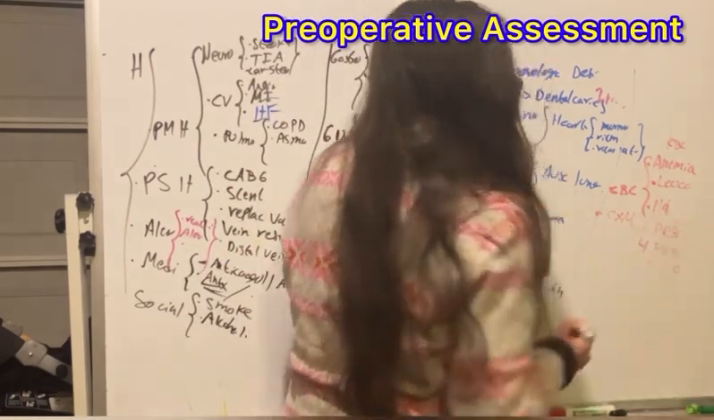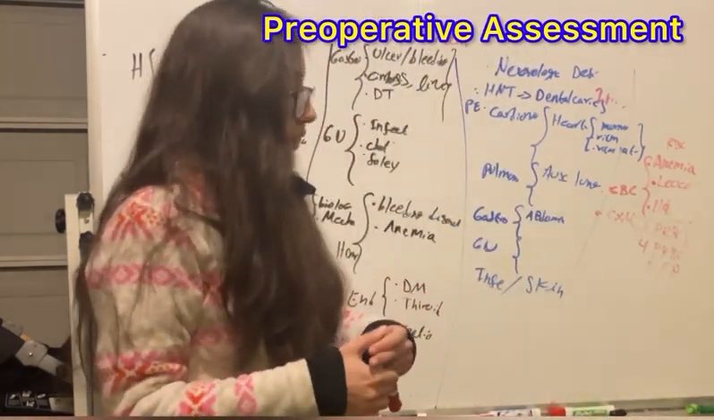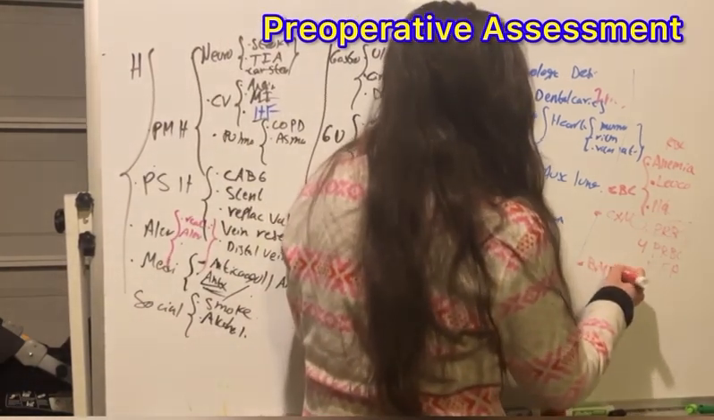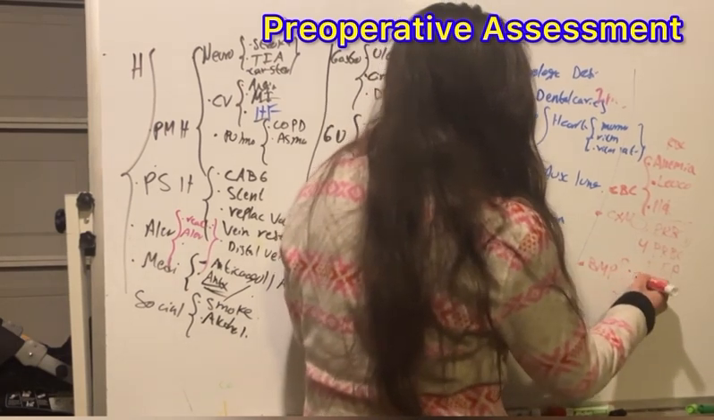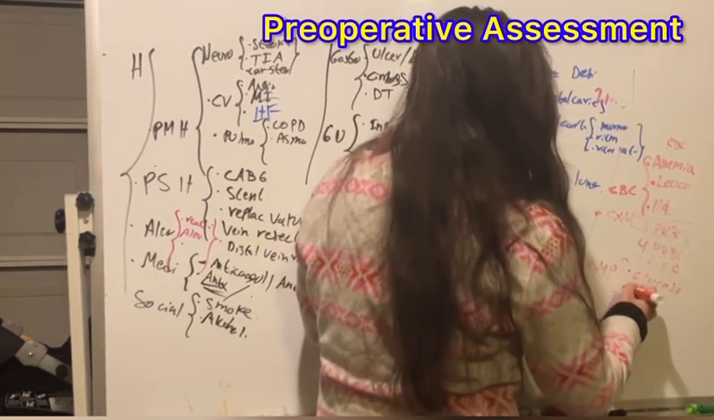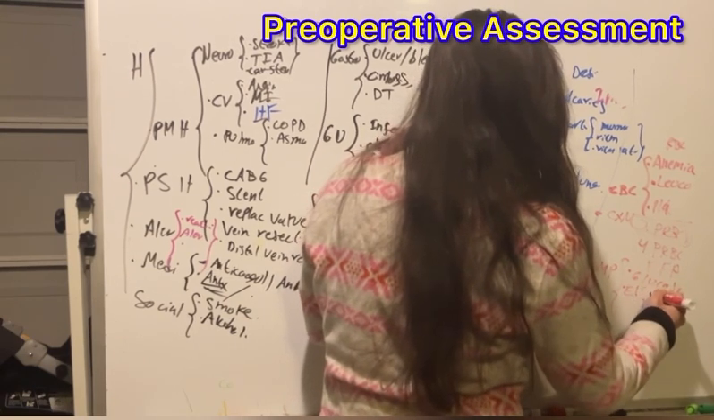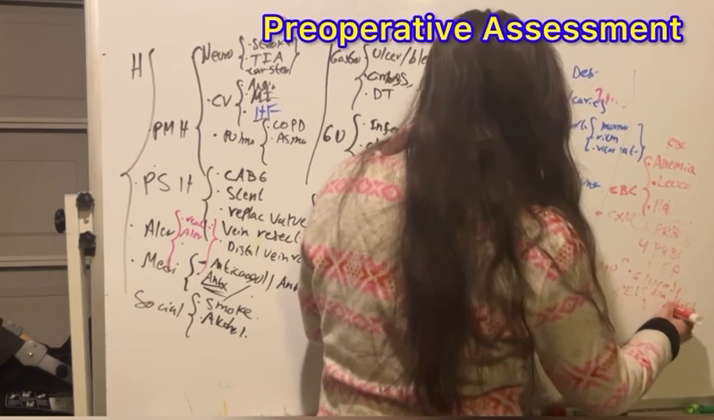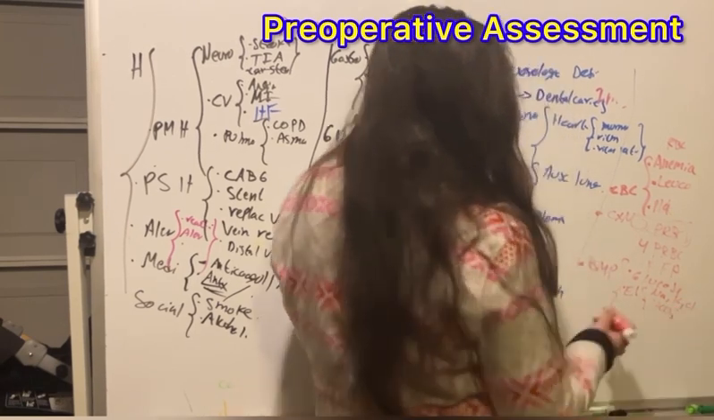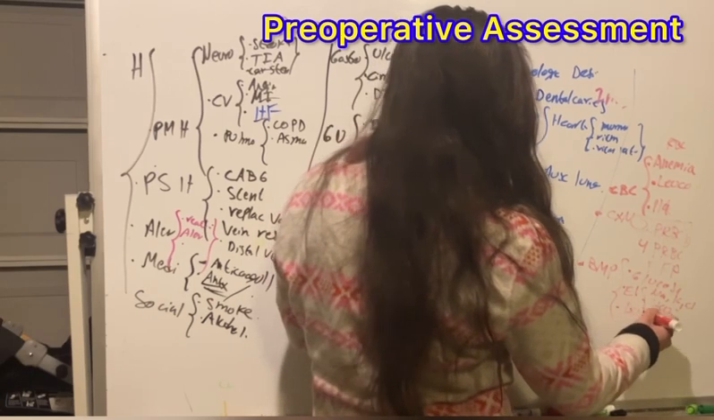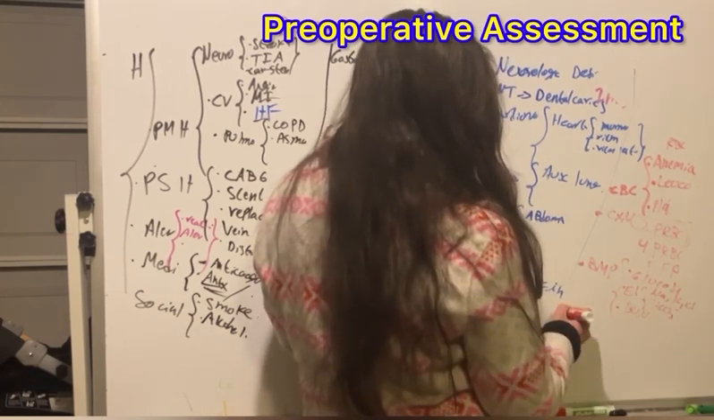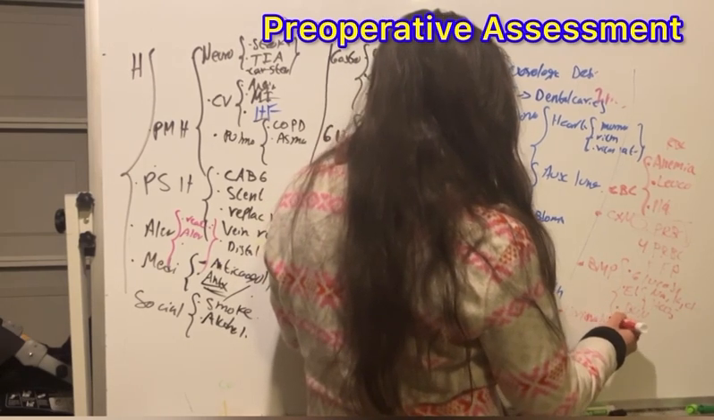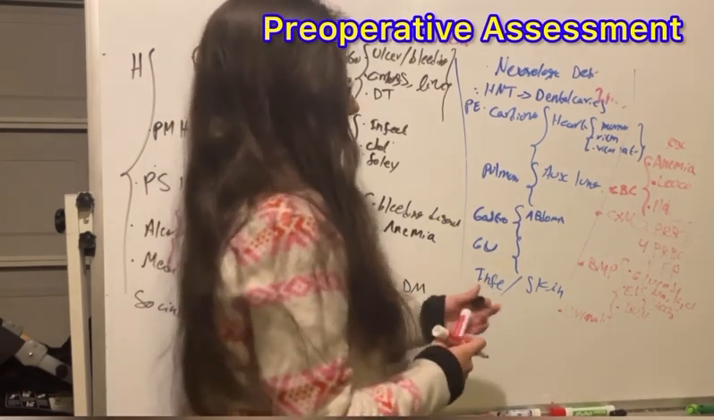So we need to know the patient's type of blood and basic metabolic panel, which is going to include glucose, electrolytes, basically sodium, potassium, chloride, bicarbonate, blood urea nitrogen. We also ask for a urine analysis to evaluate for urinary tract infection.